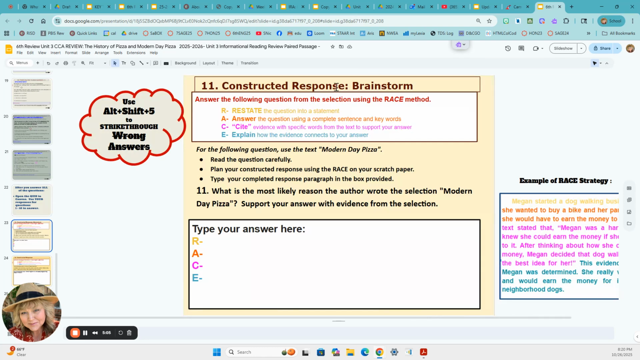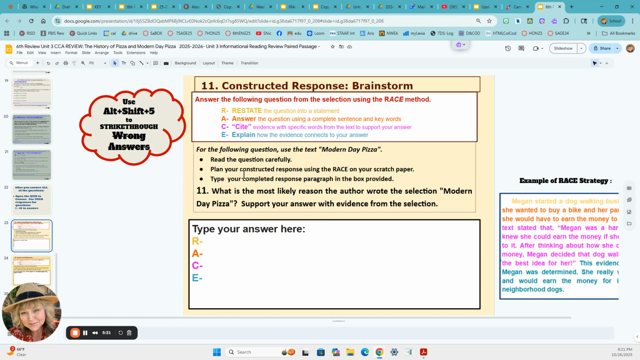And then you're going to write a constructed response. This is your brainstorm part. You're going to brainstorm it out, think it out on paper, and then answer using the RACE method. RACE is: restate the question into a statement, answer the question using a complete sentence and keywords, cite your evidence with specific words from the text to support your answer, and explain how the evidence connects to your answer.